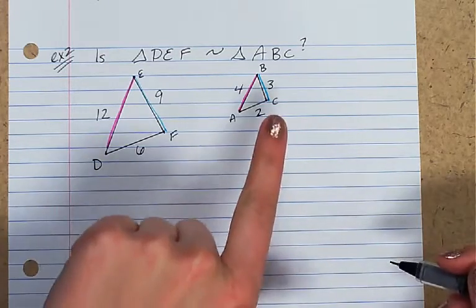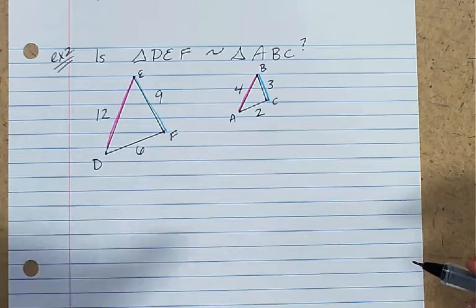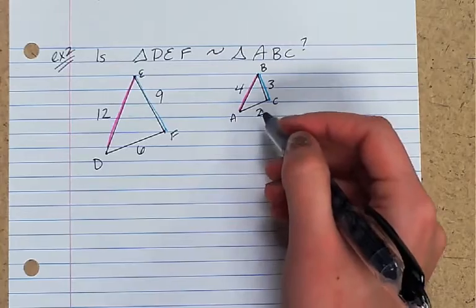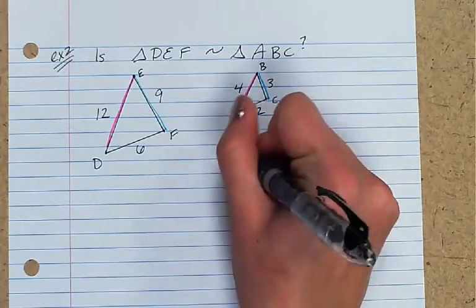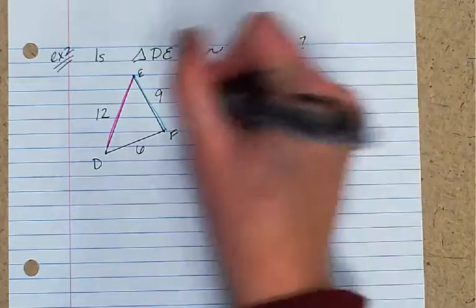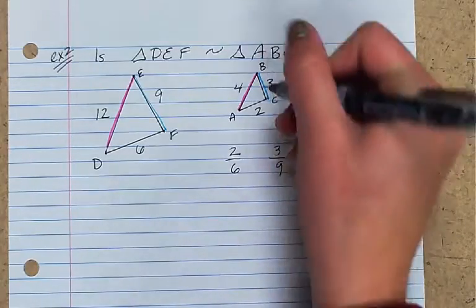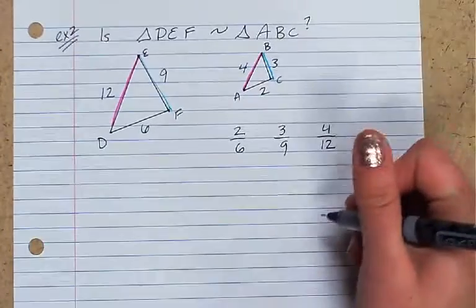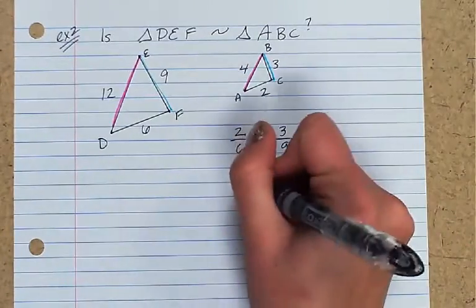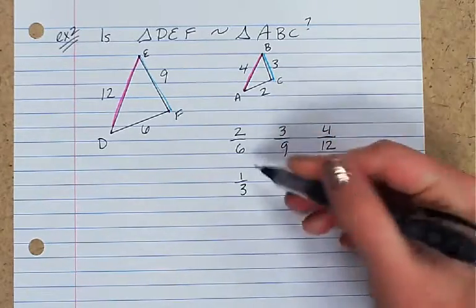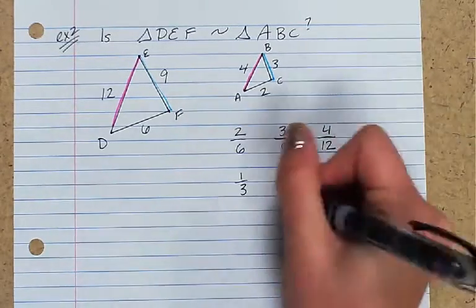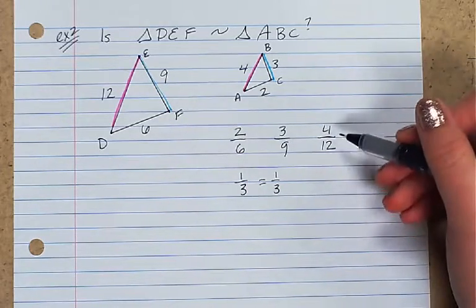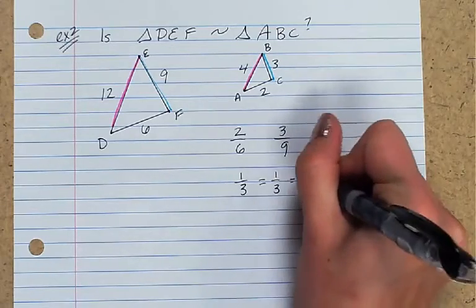Just to mix things up, I'm going to go from right to left on this one to set up my statement of proportionality here and see if they all work. So the first scale factor is 2, 6. 3 corresponds with 9. And 4 corresponds with 12. So let's see if these are equal. 2/6 simplifies to 1/3. You just divide the top and bottom by 2. 3/9 simplifies to 1/3. Okay, so those ones are good so far. 4/12, if we divide the top and bottom by 4, we also get 1/3.